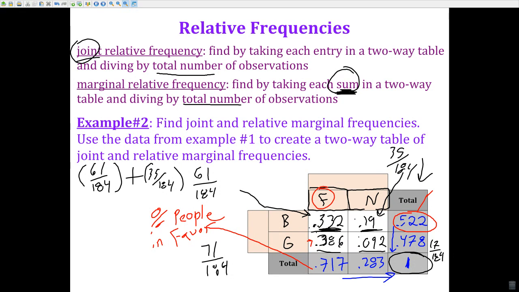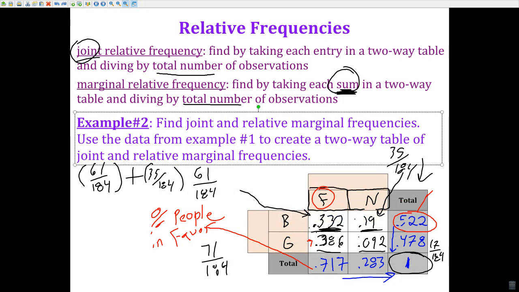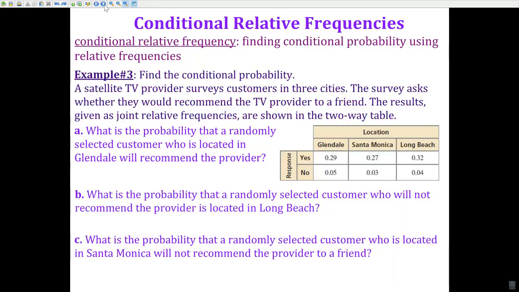Like I said, this gray stuff over yonder, the gray boxes, are going to be the marginal frequencies, and the white on the inside are going to be the joint relative frequencies. All right, there we go.